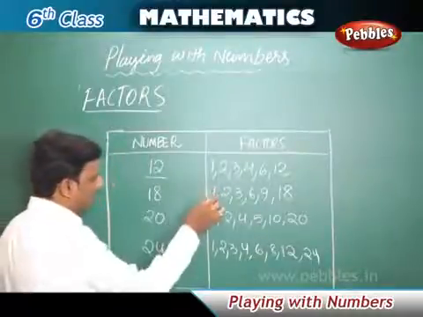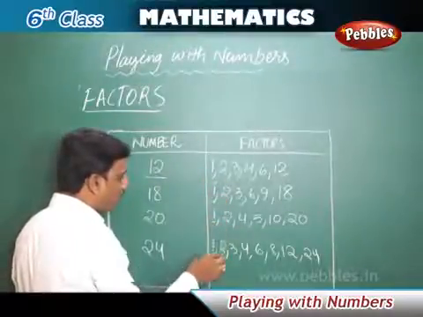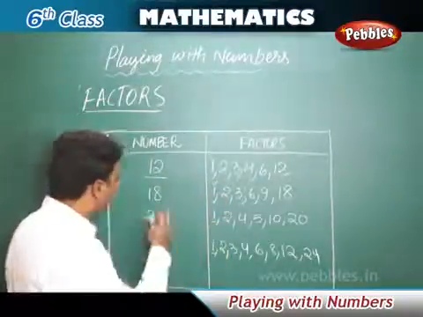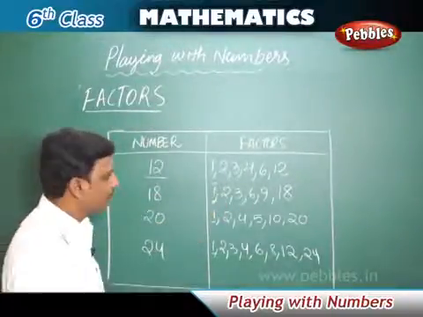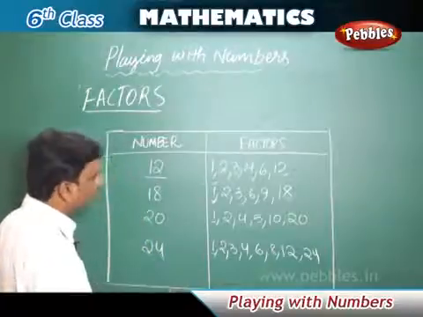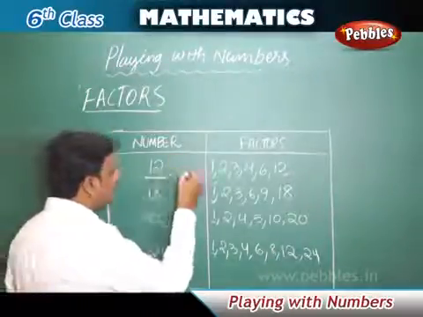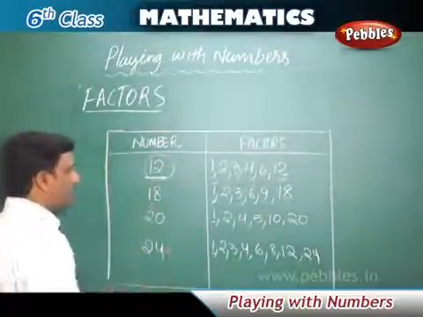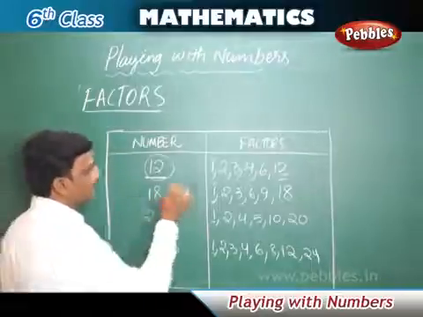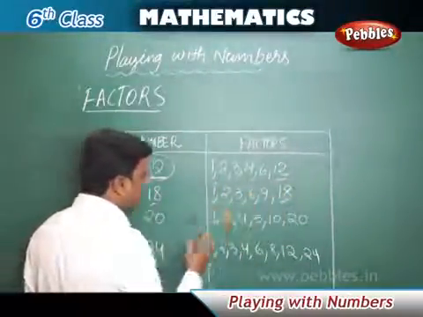Here if you observe carefully, for all the numbers, 1 is the common factor. See, for any number you take, 1 will be its factor. And the other thing we observe, every number itself is a factor of it. Say for example 12. 12 itself is a factor of 12. 18 itself is a factor of 18.